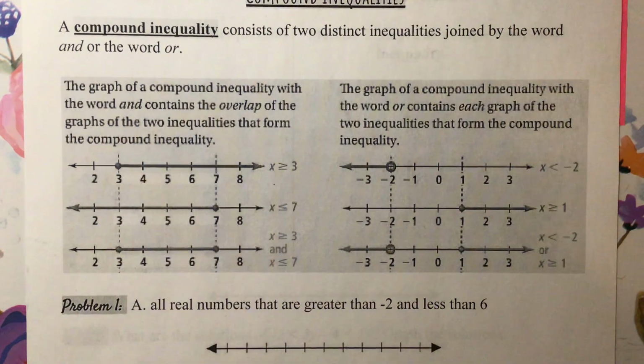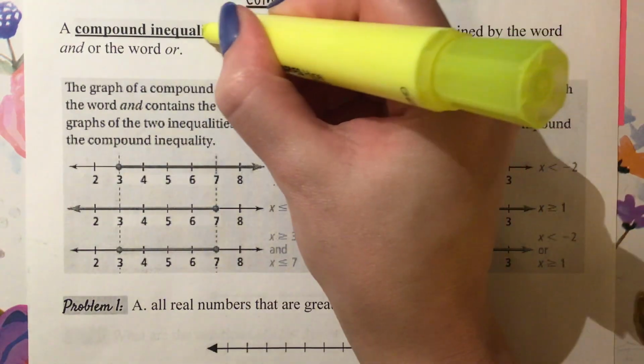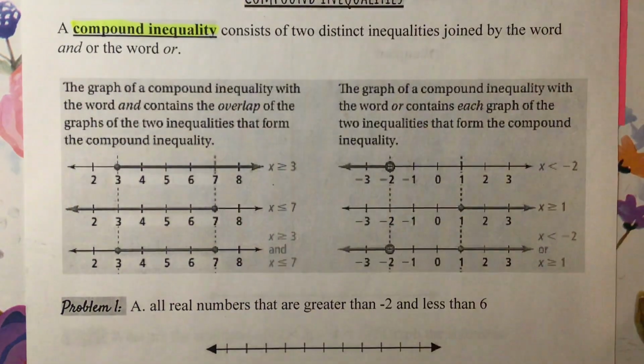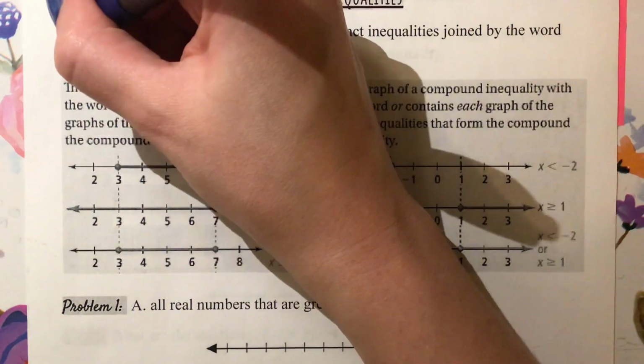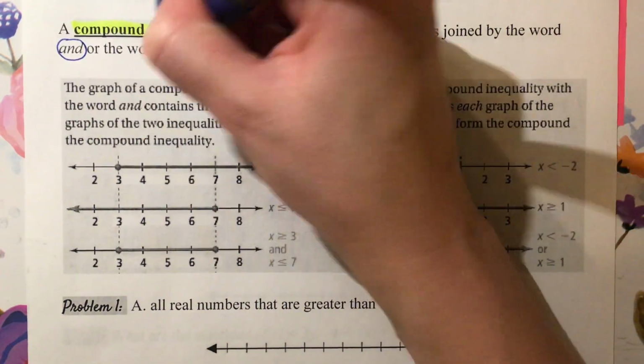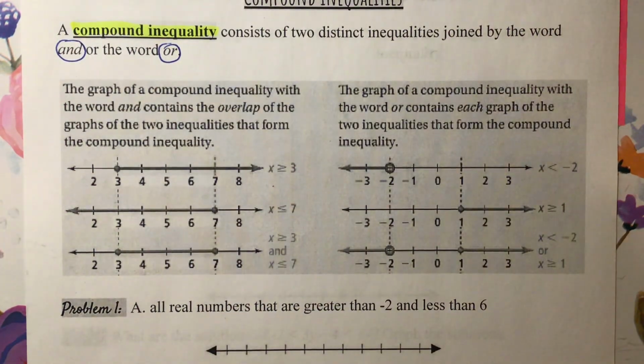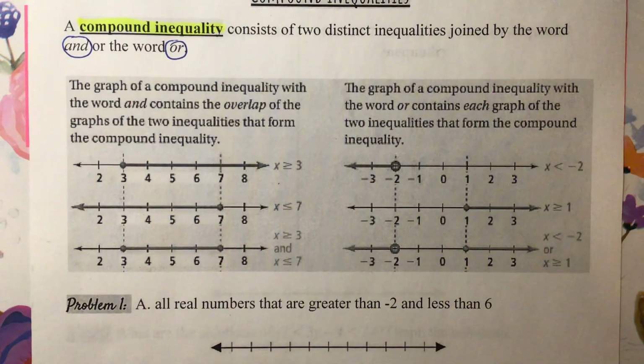So here it says a compound inequality consists of two distinct inequalities joined by the word and or the word or. So I'm going to go ahead and highlight that. And what's important, as well as the word that we're talking about, compound inequality, there are two types of compound inequalities. There are and problems and there are or problems. And you're going to see that in action here in just a minute.